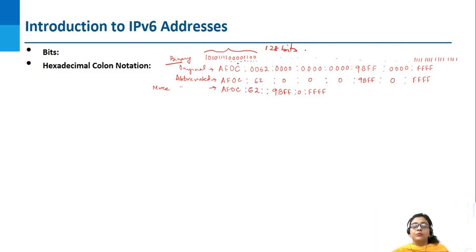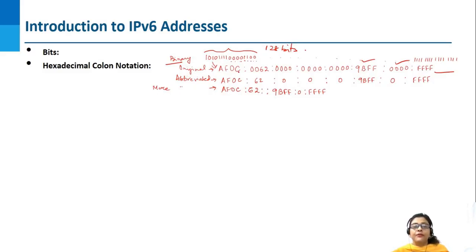Now these binary numbers are then converted to hexadecimal numbers. So the original number, if you convert the binary number to hexadecimal, will be AF0C colon 0062 colon 0000 colon 0000 colon 0000 colon 9BFF colon 0000 colon FFFF. So how many blocks are there? 1, 2, 3, 4, 5, 6, 7, 8. Eight blocks of hexadecimal digits are there.